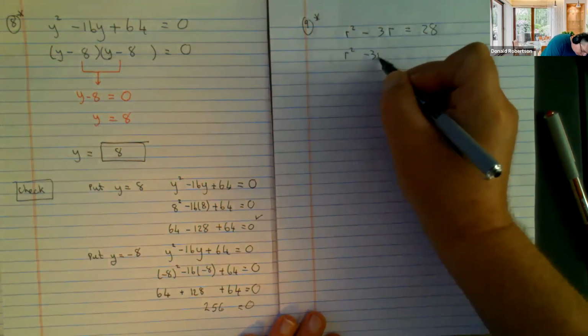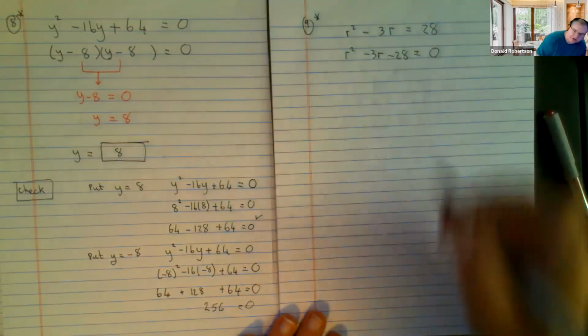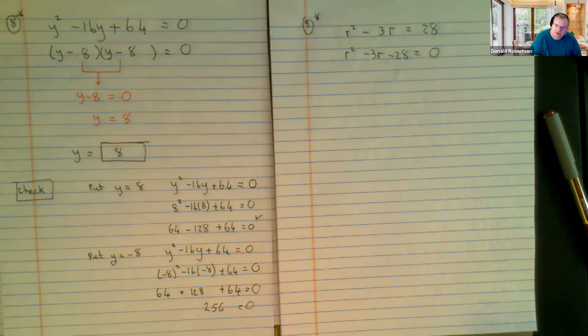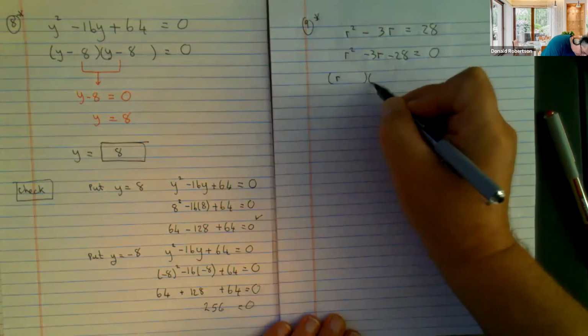What you're going to have to do for every quadratic is make it look like this. It's its standard form. R squared minus so many r's, in this case 3, plus or minus a constant. In this case, the constant is minus 28. Now from that, you can then do the factoring.